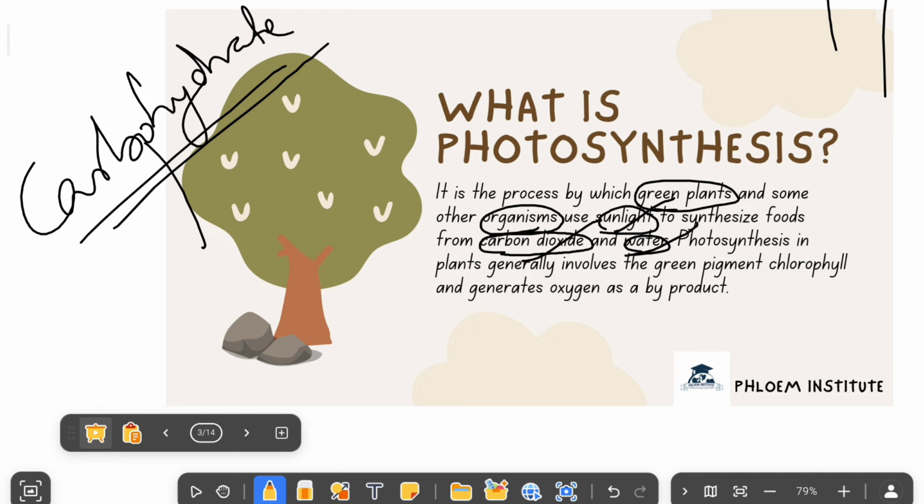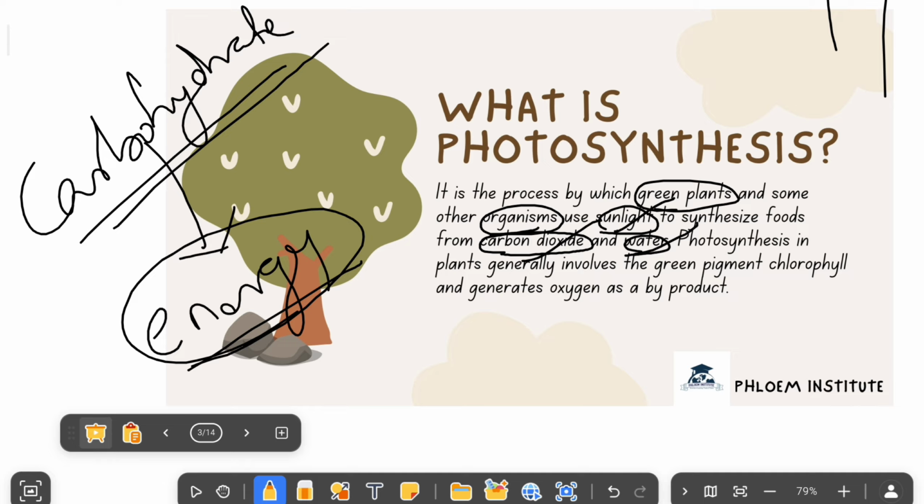Now this carbohydrate is used as energy for building cells, repairing tissues and growth of plants. For all those things, this carbohydrate is used as energy for the plants. Now see, for trapping the sunlight, they have a special pigment. That green color pigment is called chlorophyll.